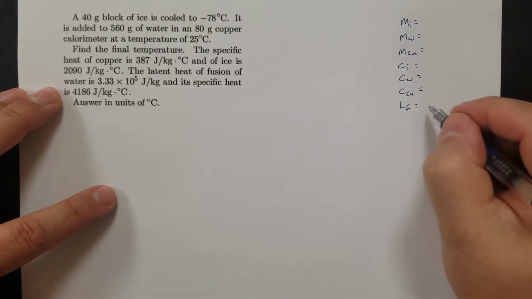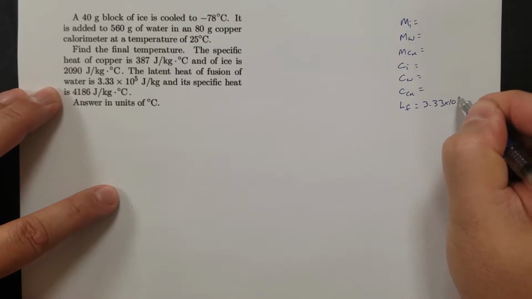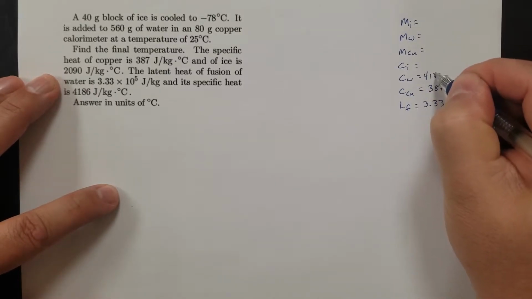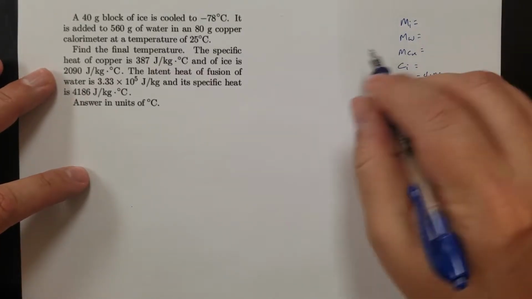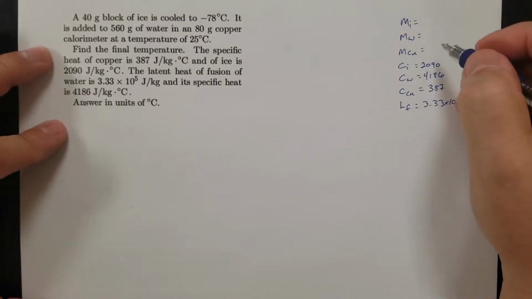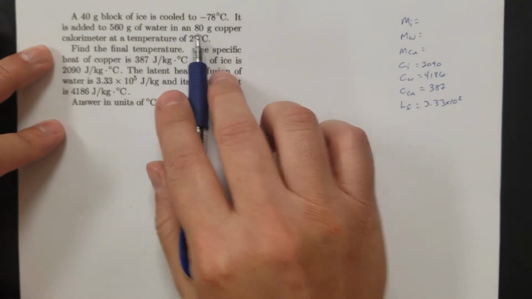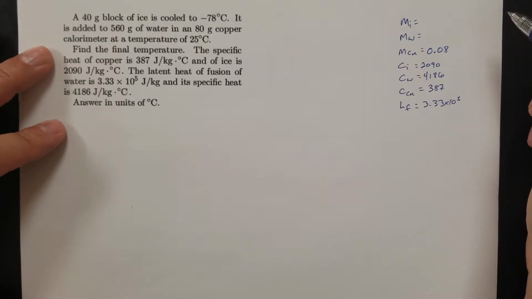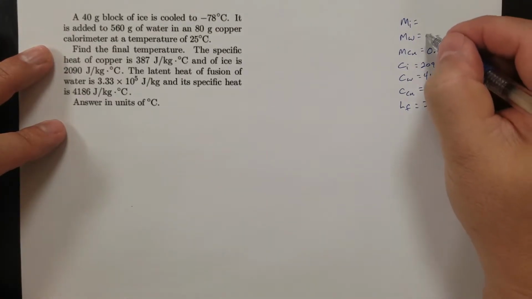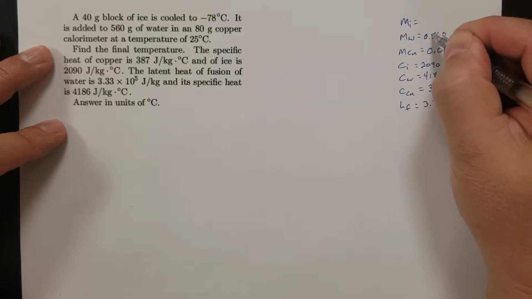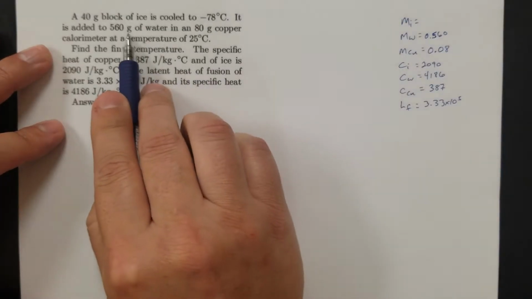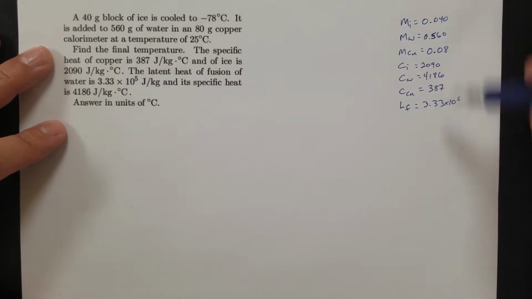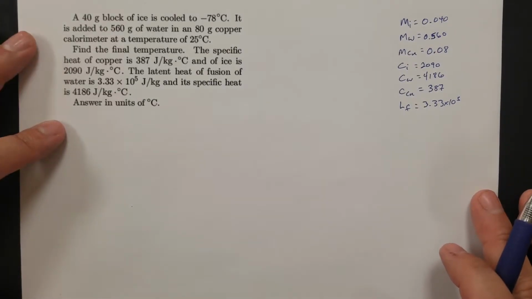So my latent heat of fusion is 3.33 times 10 to the fifth. My specific heat of copper is 387. Water is 4,186. Ice is 2,090. My copper mass is 80 grams of copper, so 0.08 in kilograms, base units. My mass of the water is 0.560, I'm converting grams to kilograms. 40 gram block of ice, so 0.04. And now I have all this, so now I can go start solving stuff.